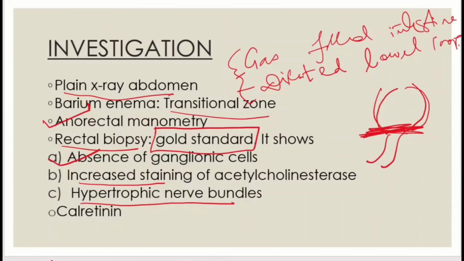Another important investigation nowadays is calretinine. So what is calretinine? It is an immunohistochemistry marker used for confirmation of Hirschsprung disease.